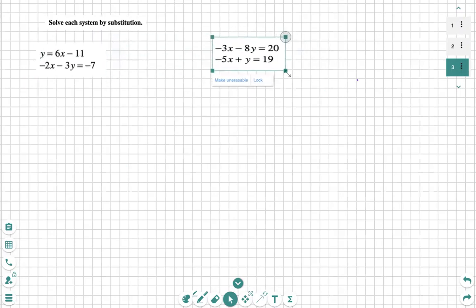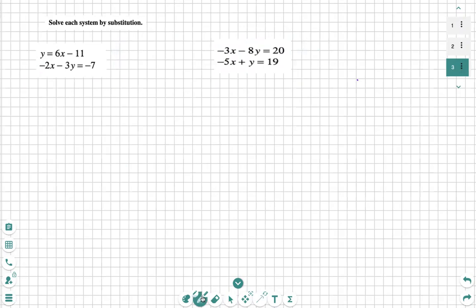When we're using substitution, the goal is to substitute. So what I need to see here is a variable that is on its own on one side of the equal sign. That gives us something that we can substitute. So if we take a look at these two, we have y equals 6x minus 11, negative 2x minus 3y equals negative 7. Now, I can immediately use this equation to substitute.